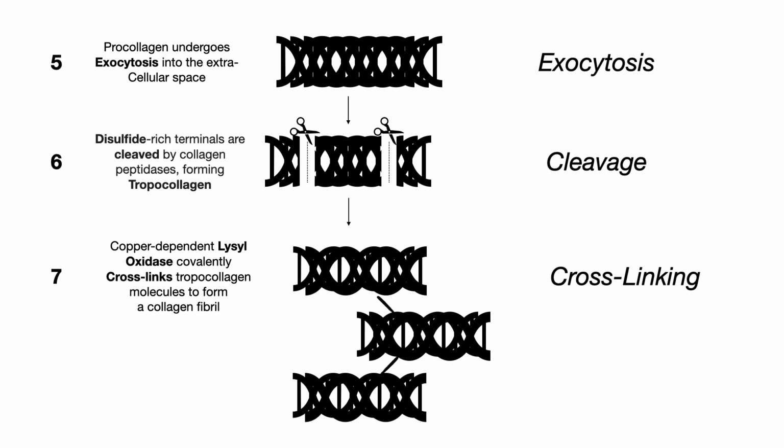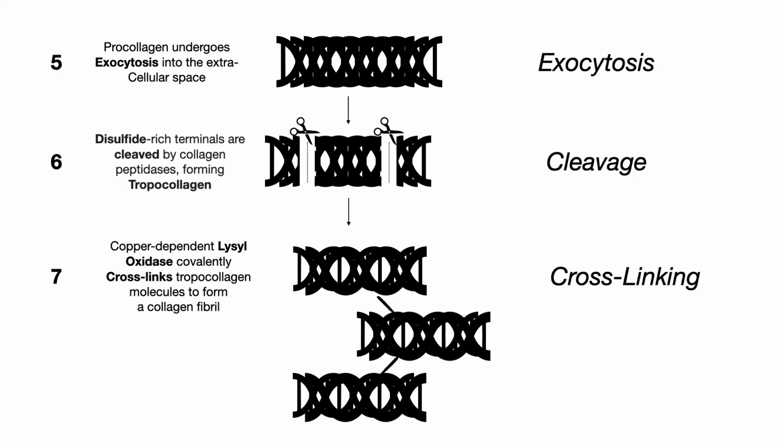So just as I showed you in steps 1 through 4, for steps 5 through 7, understand the broad step: in step 5, we have exocytosis, in step 6, we have cleavage, and in step 7, we have cross-linking. Again, being a little bit more specific, if I were going to summarize this for you, I would say in step 5, we have exocytosis of the procollagen. In step 6, we have cleavage of disulfide-rich terminals, which forms tropocollagen. And in step 7, we have covalent cross-linking of tropocollagen into collagen fibrils.